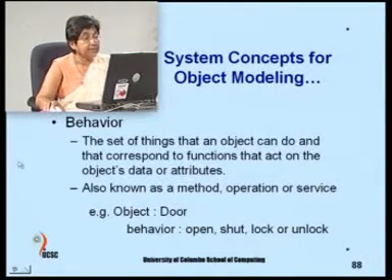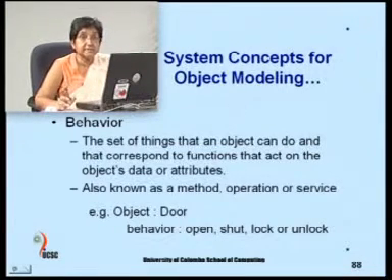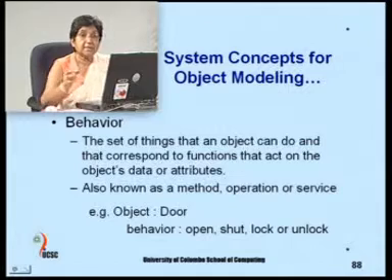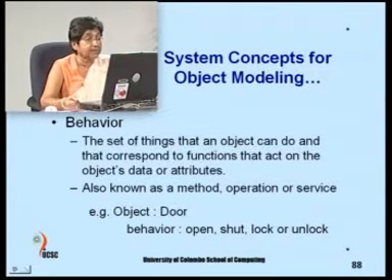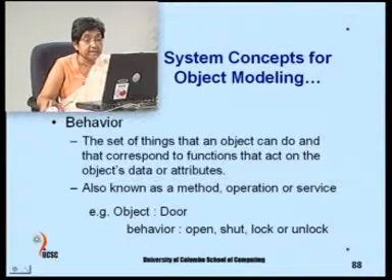Then the behavior: the set of things that an object can do, which correspond to functions that act on the object's data or attributes. So, this object may be able to do certain things, and those functions should correspond to certain actions that you can take on the object's data or attributes. These are also known as methods, operations or services.